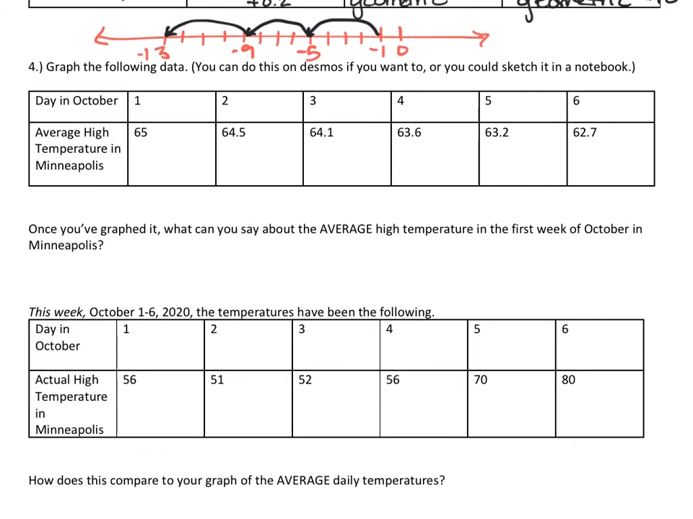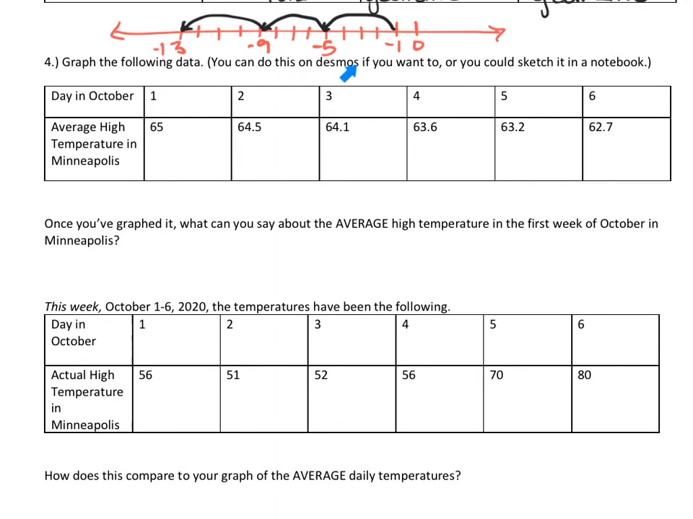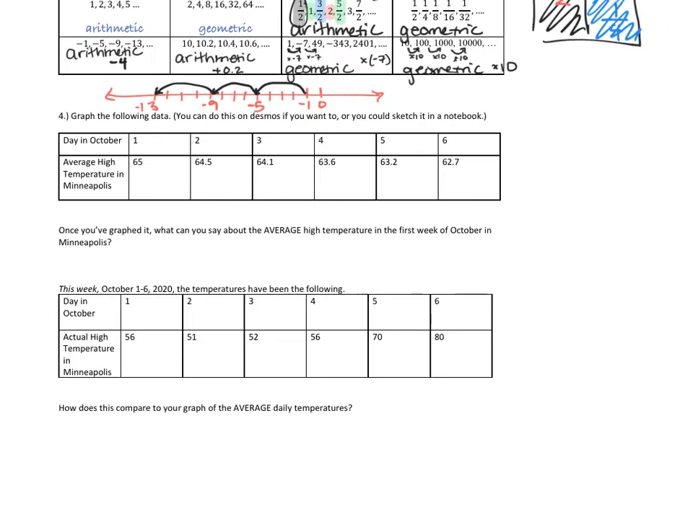Now it says graph the following data. And it says you can do this on Desmos if you want, or you could sketch it in a notebook. So if you wanted to, you could graph all of this on Desmos, and I will add a little video about that at the end of this. But let's just try to sketch it for ourselves.